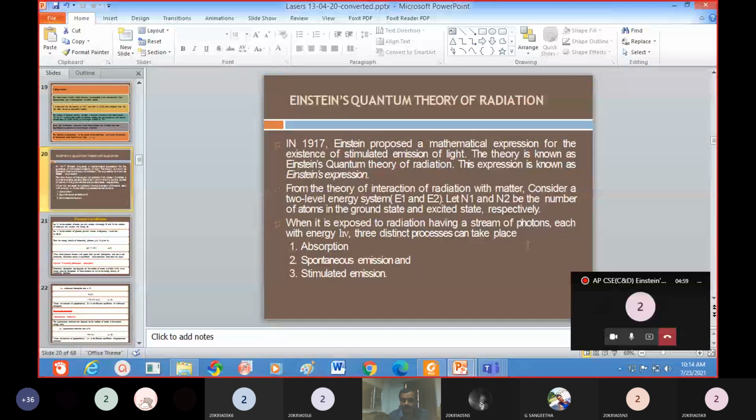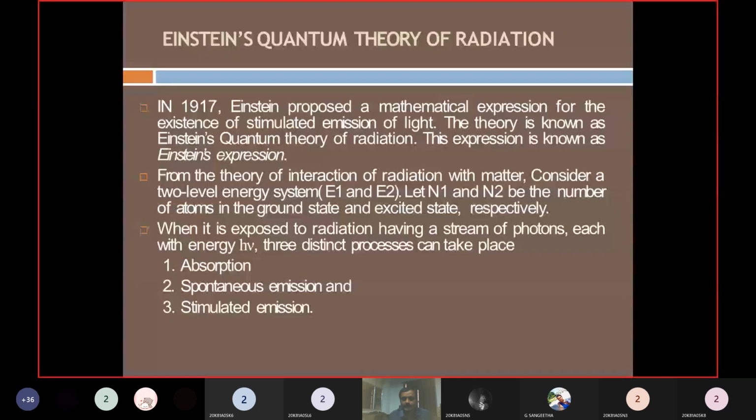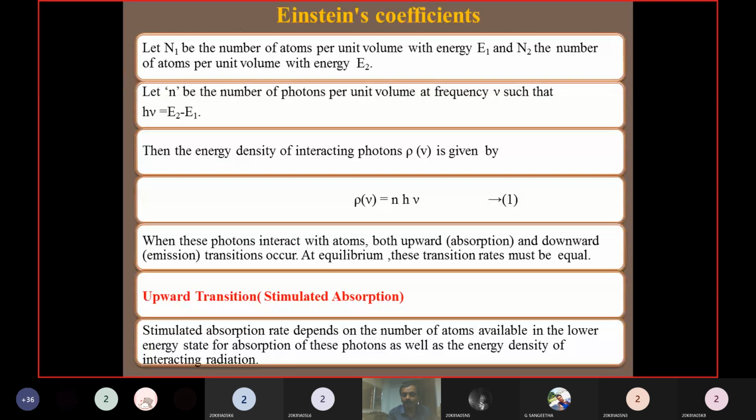Okay, yesterday we discussed the properties of lasers. Today we'll discuss Einstein coefficients. Einstein proposed a theory for explaining the emission and absorption processes. He also proposed some coefficients for explaining the absorption and emission process. So we will discuss those coefficients and the relation between them today.